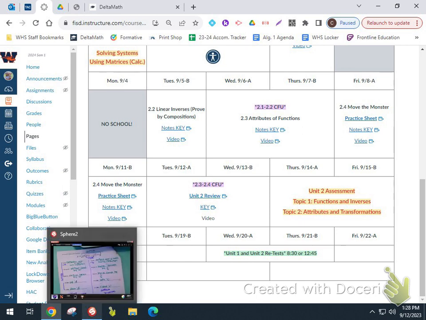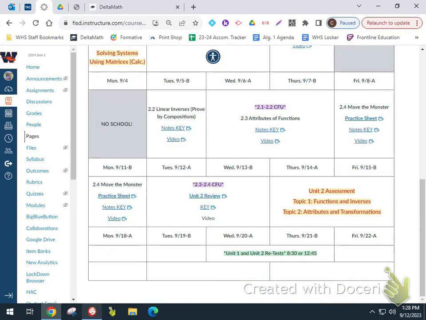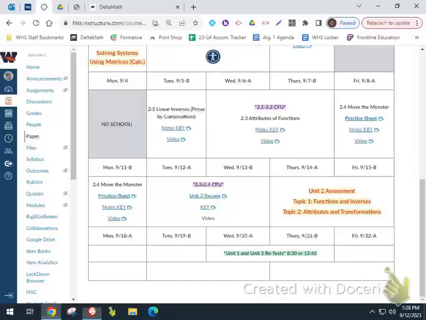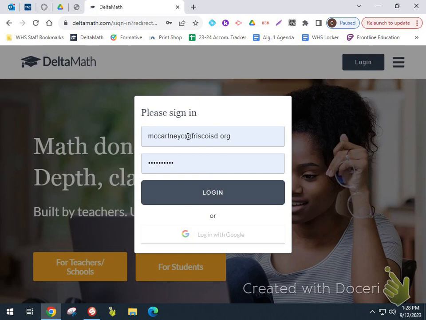Let's keep going. So all this is there: calendar, keys, links, all the good stuff. Utilize that. You've got tons of stuff for review. Oh, there's also something else that I put on Delta Math. That is optional, not required whatsoever.